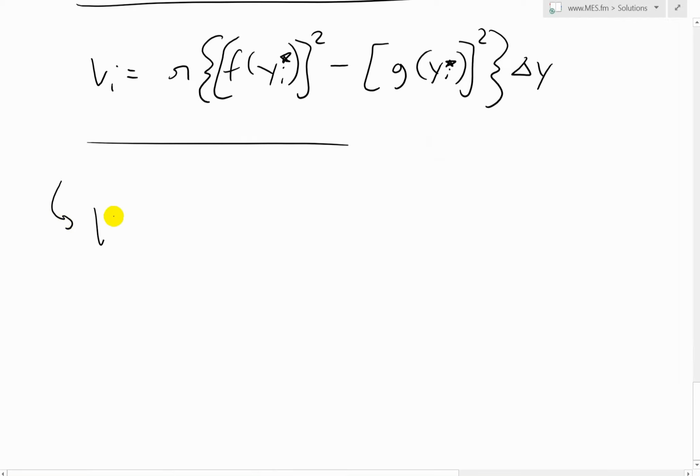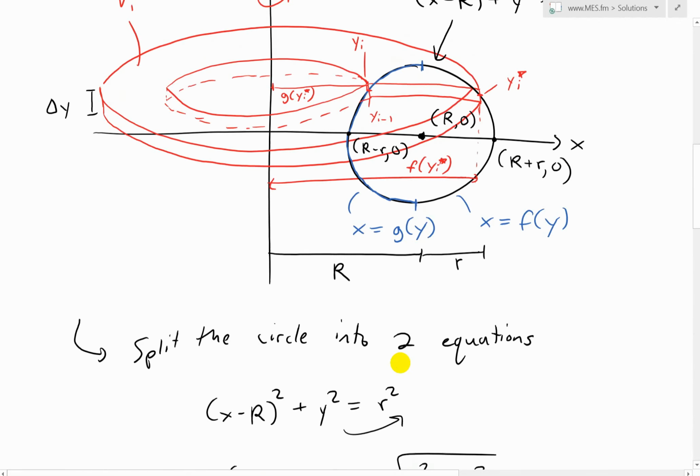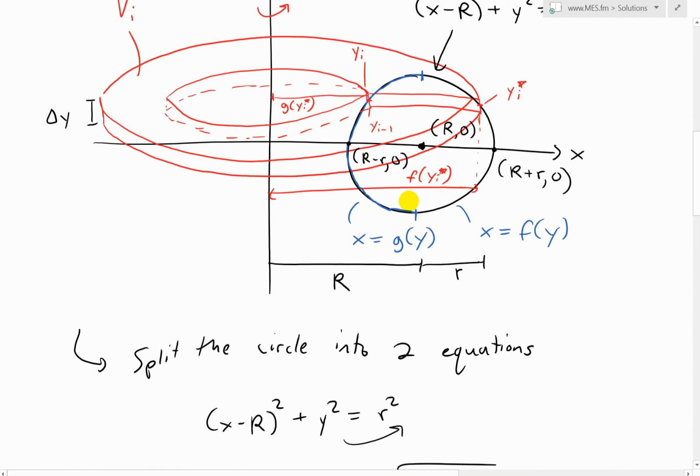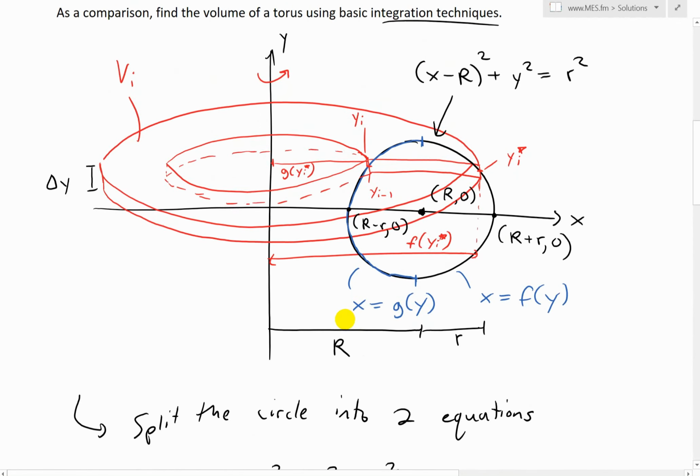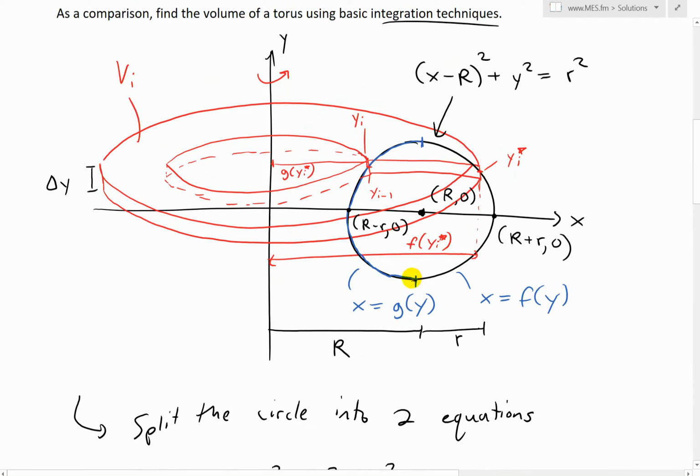So what we end up getting is a total volume, and we write this as an integral. Now we look at where we're integrating from. Since we're dealing with the y-axis, we're going to go from the bottom here, which is negative r, because the origin is at y equals 0. So we integrate from negative r, the radius, all the way to this top part, which is r. That's this part right there.